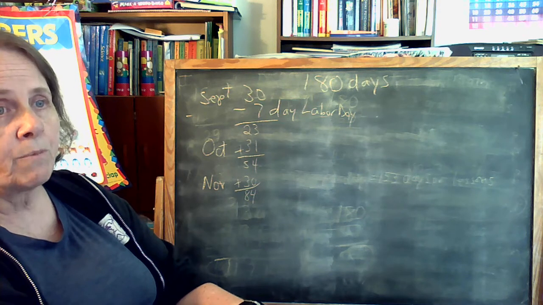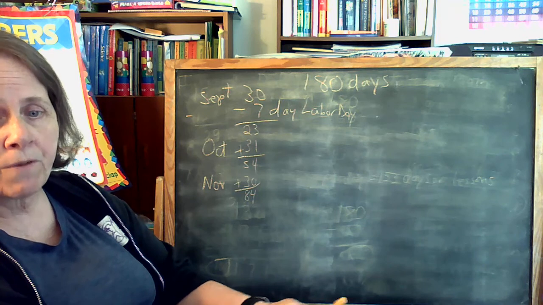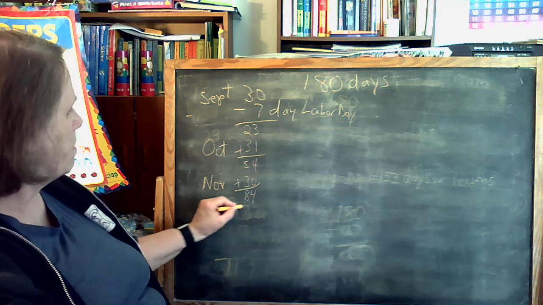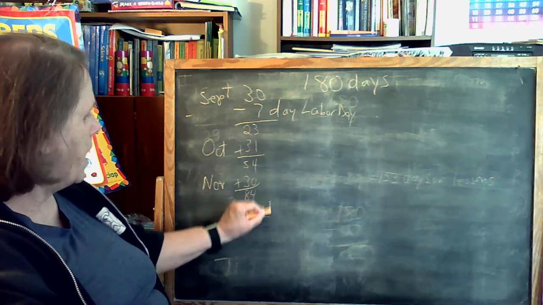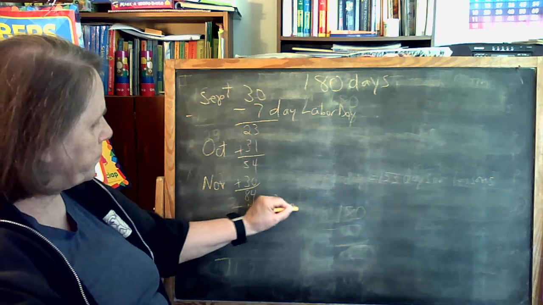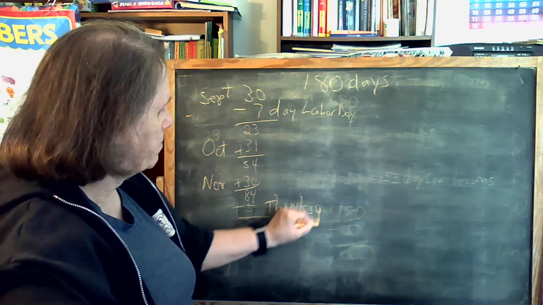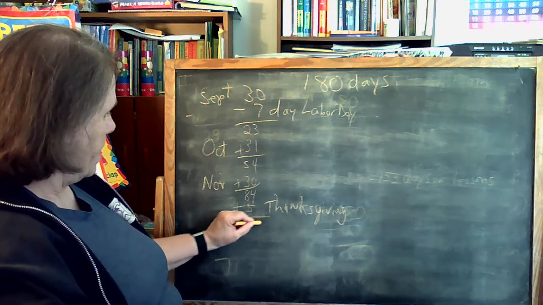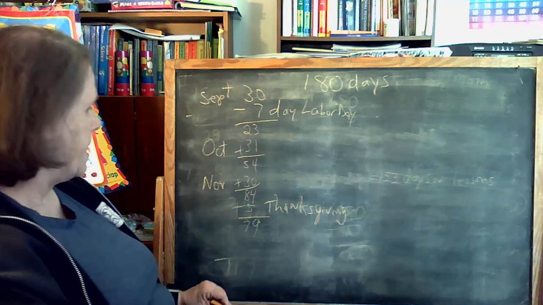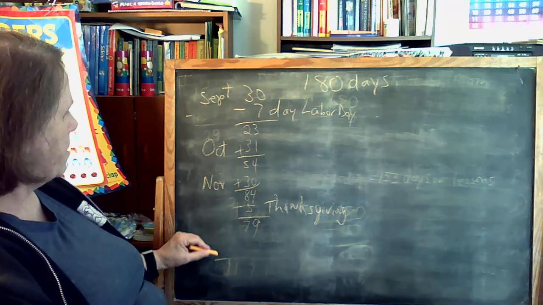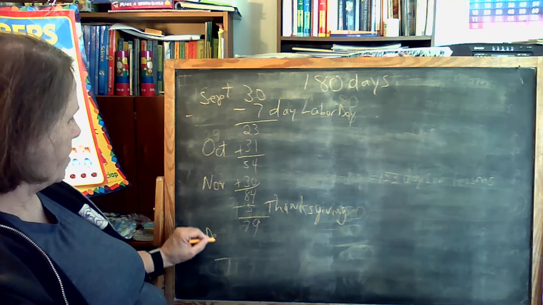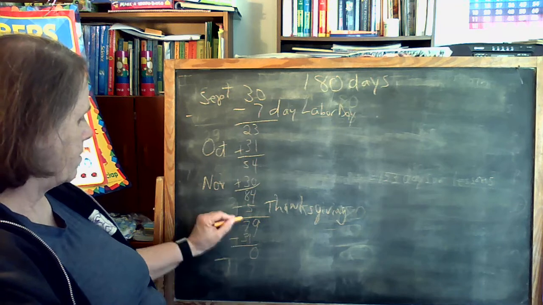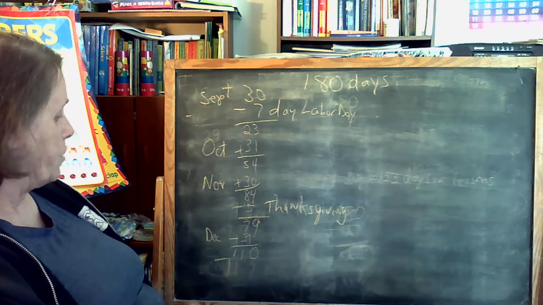So I would subtract a total of 5 days, 3 for Thanksgiving week, Wednesday through Friday, and then the following Monday and Tuesday. So subtract 5 off of there and write Thanksgiving. And let's see, that gives us 79 days. So now we have December, which also has 31 days, which gives us a total of 110 days.